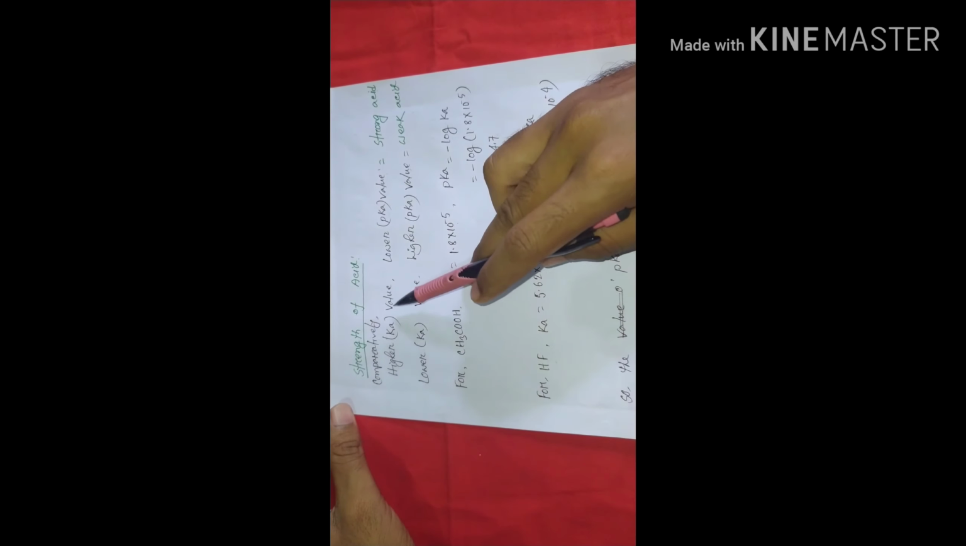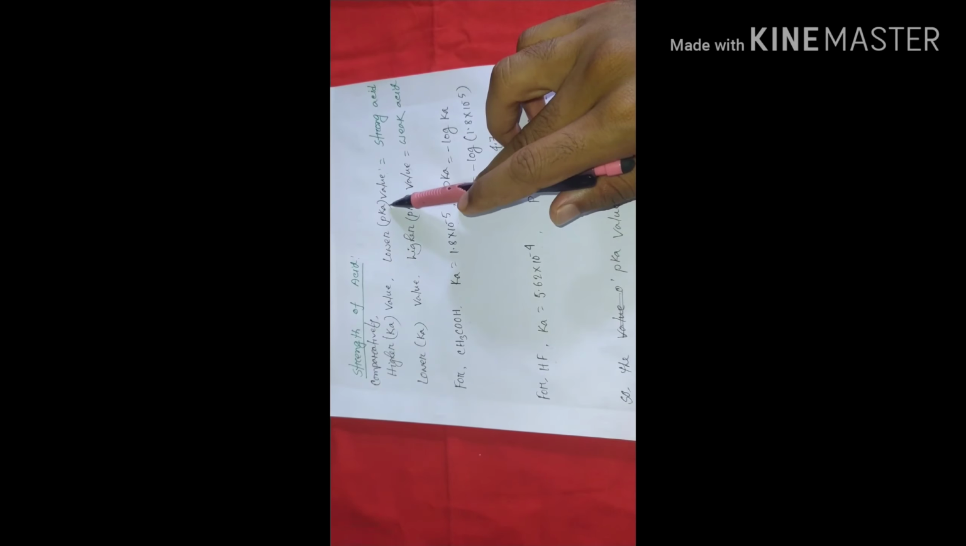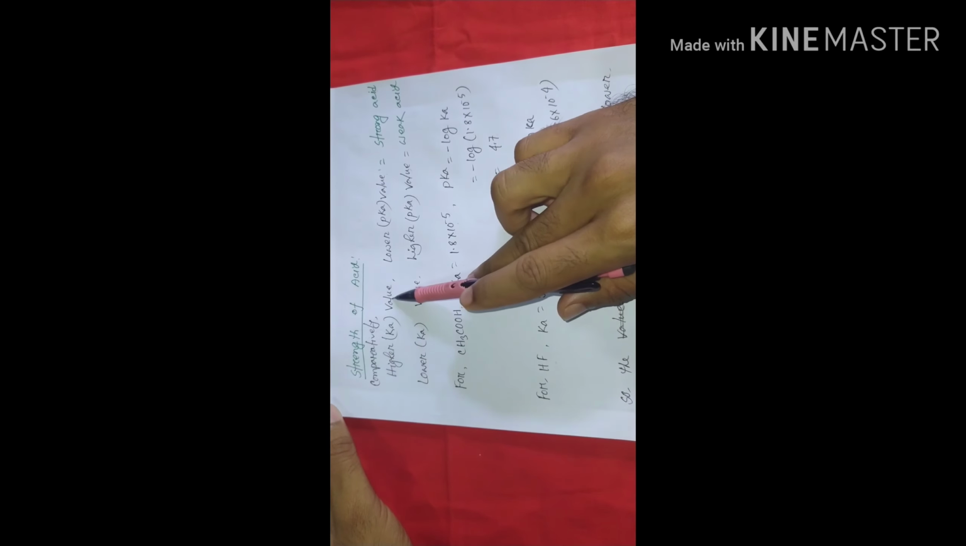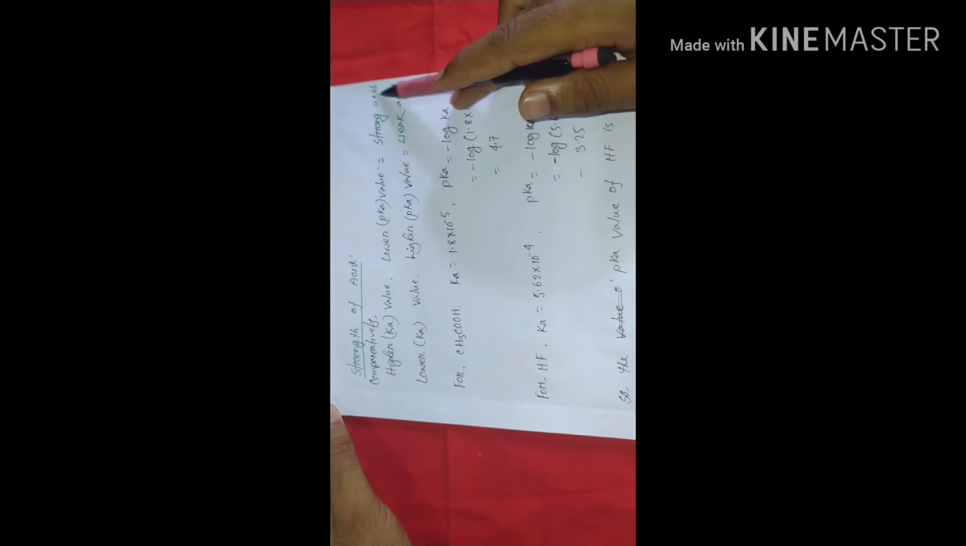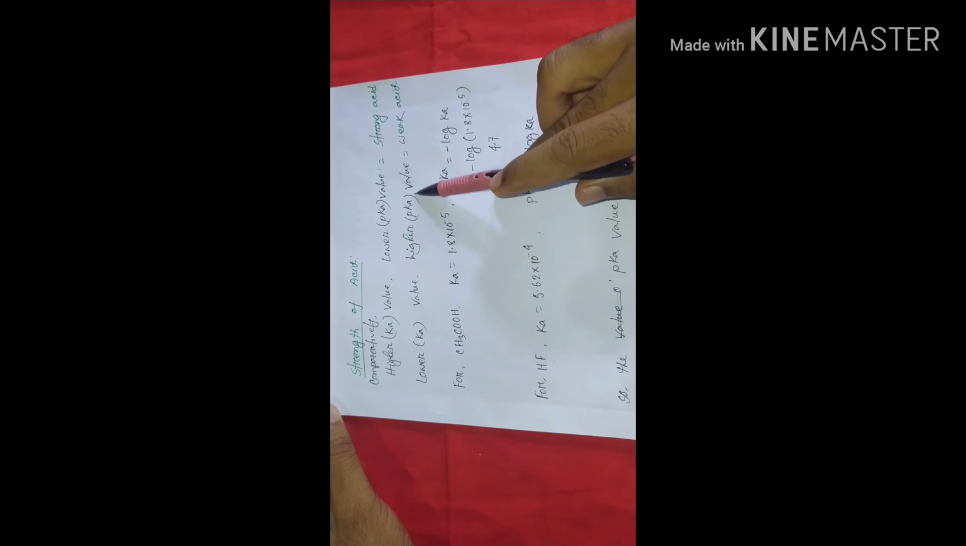Strength of acid. We can compare the strength of acid by knowing the value of Ka and pK. So we know higher Ka value and lower pK value is equal to strong acid. In contrast, lower Ka value and higher pK value is equal to weak acid.